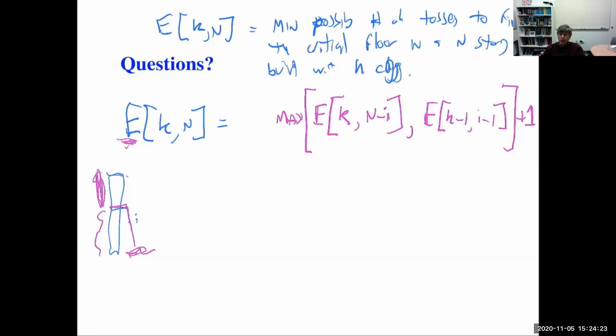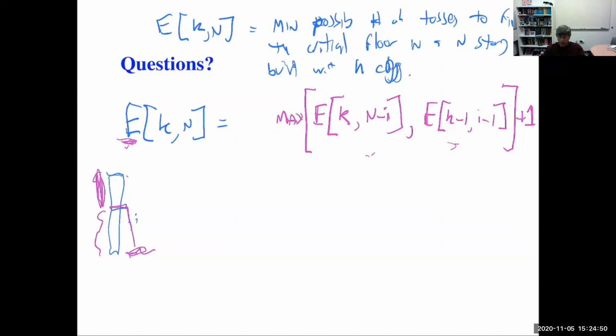Okay. If we got lucky, we'd get the smaller of these. Either a good thing would happen where we're either going to be rooting for the egg to break or not to be rooting for an egg to break. But if we're worried about the worst case, then I claim the max is what it's going to be.